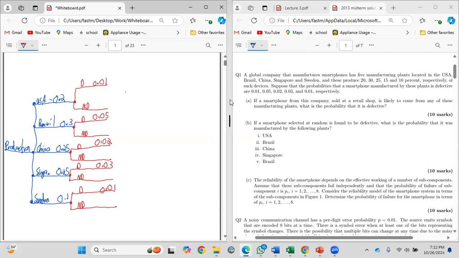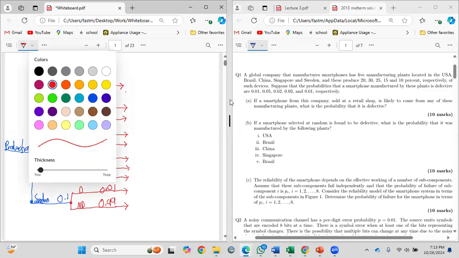Because the probabilities on each branch add up to one, if defective is 0.01, not defective is 1 minus 0.01. So here will be 0.99, here 0.95, here 0.98, here 0.97, and here 0.99 again. That is the last decision they gave us. At the end of each branch we have a probability, and we add little arrows to show that you've finished. Nice.